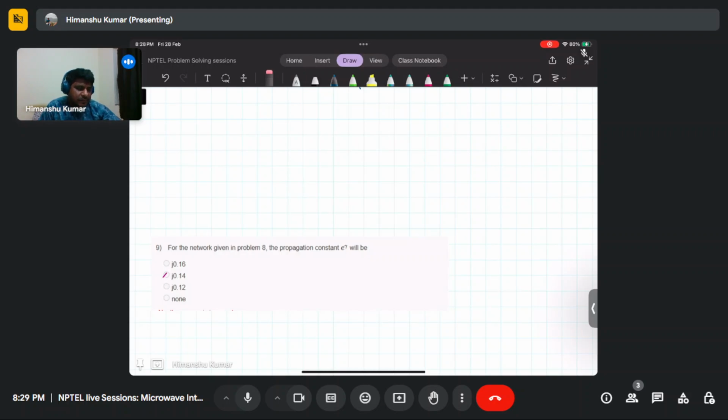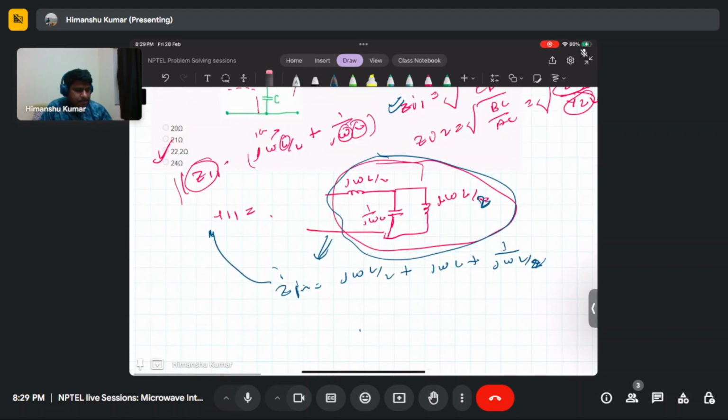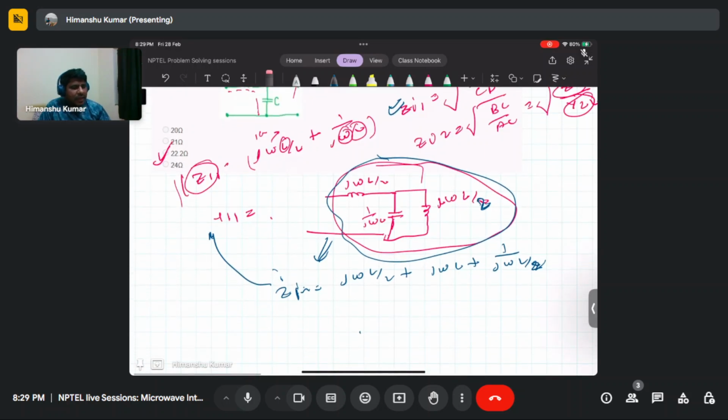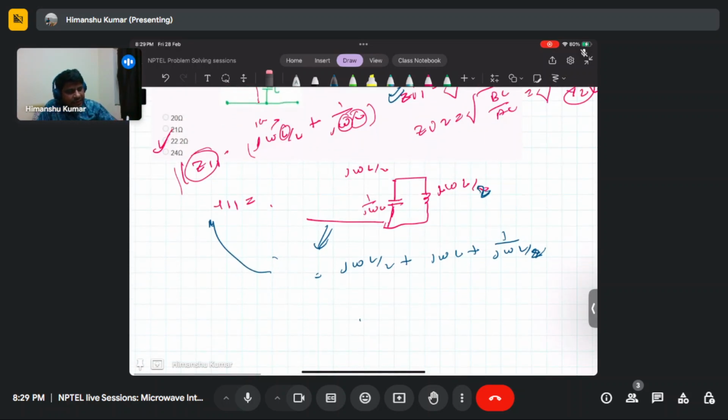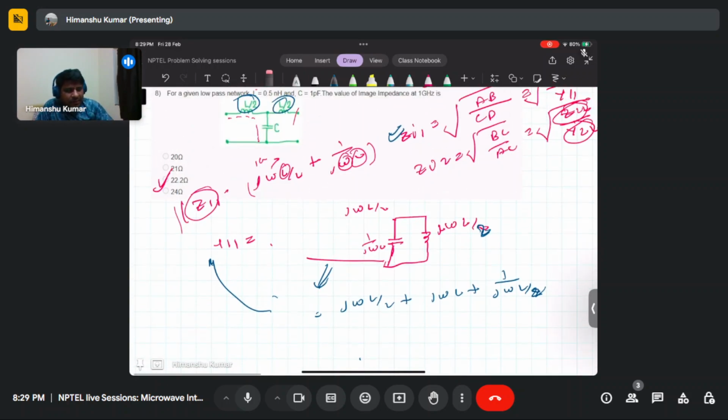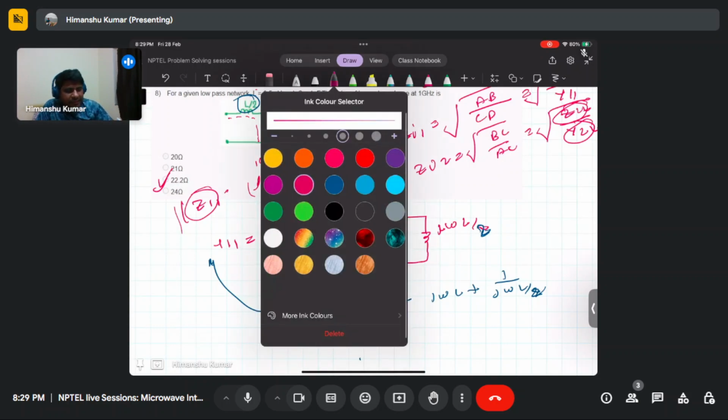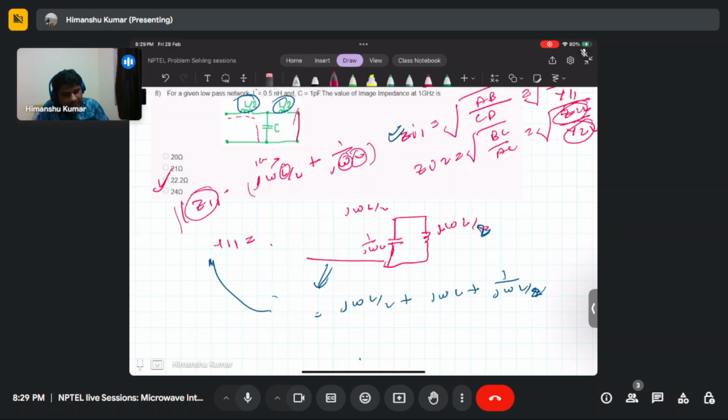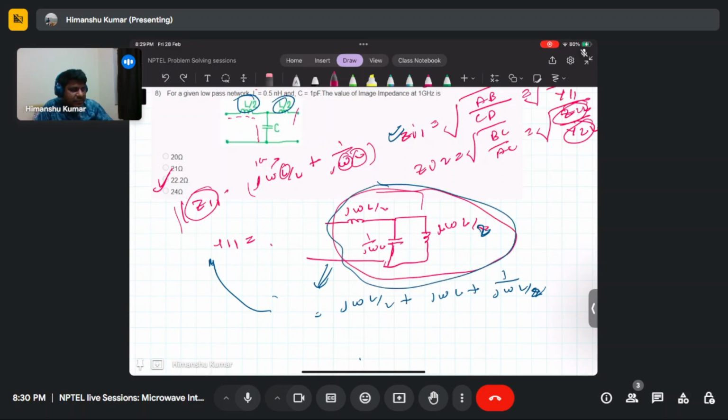So Z11 is the equivalent network of this. Once you short circuit, whatever the admittance of that network is, it's the Y11, right? So you can calculate this admittance, and this will become this equivalent network actually. If you calculate the admittance of this network, then that is your Y11, right?